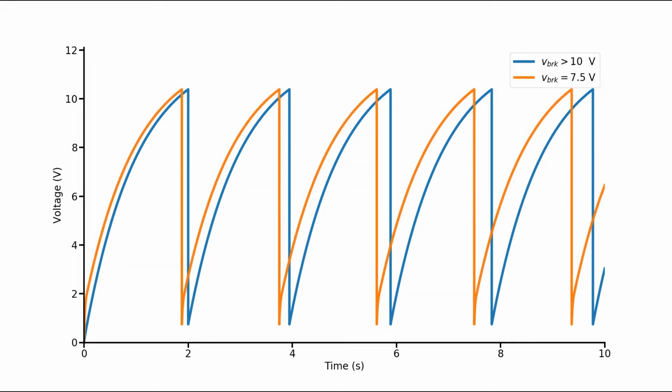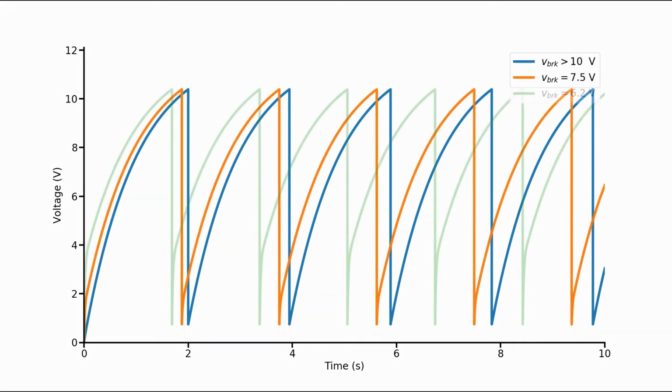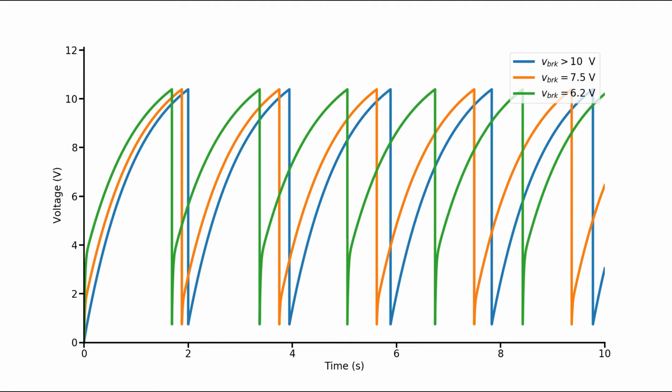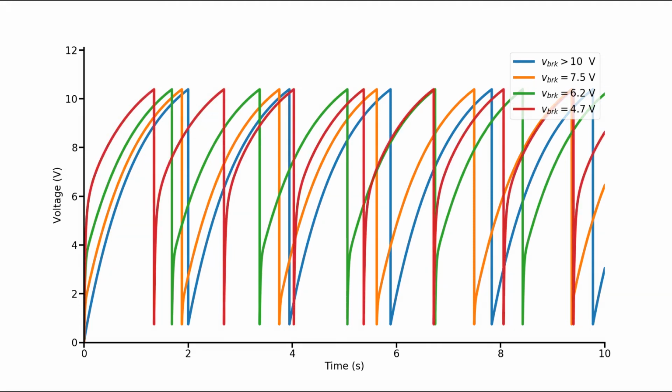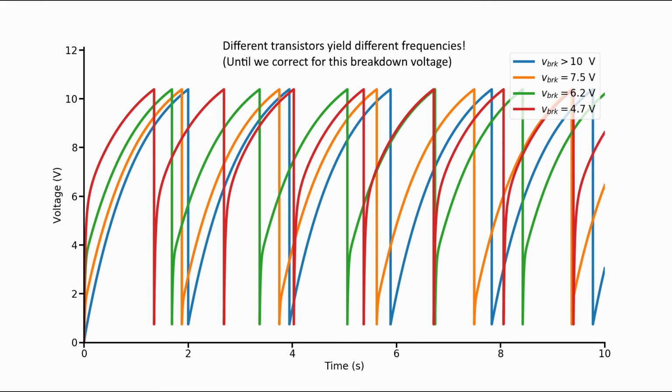If the breakdown voltage is low, then we won't get a clean exponential curve as we charge the capacitor. Instead, there will be a huge rush of current at the very beginning, and then it'll look like a normal capacitor charge. That's not ideal.